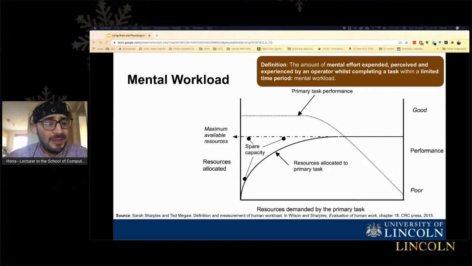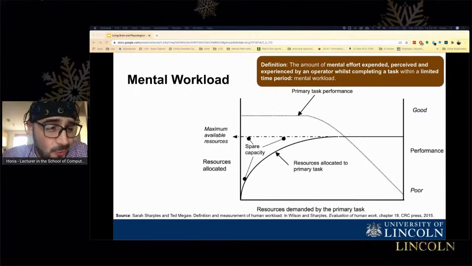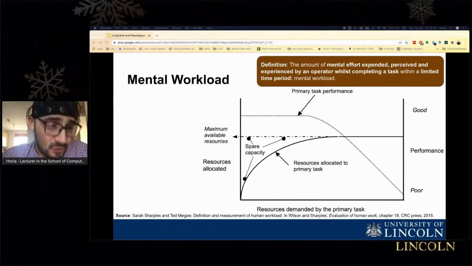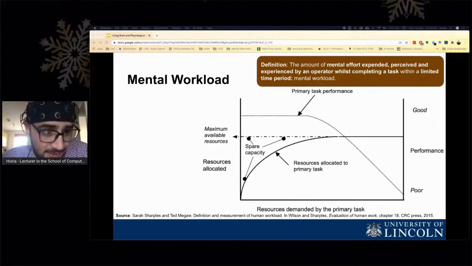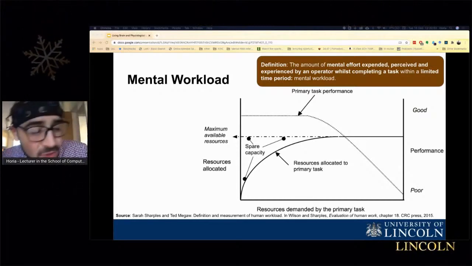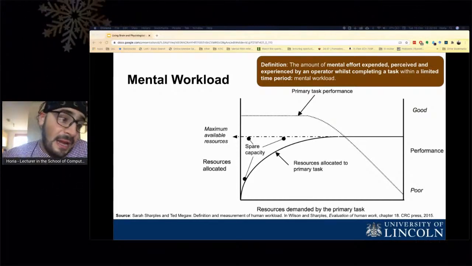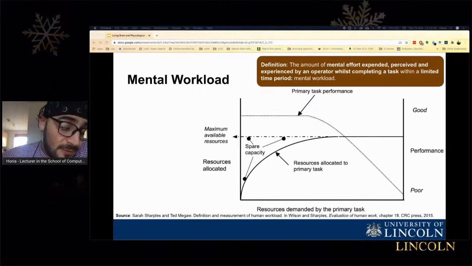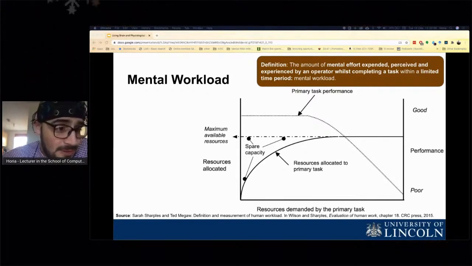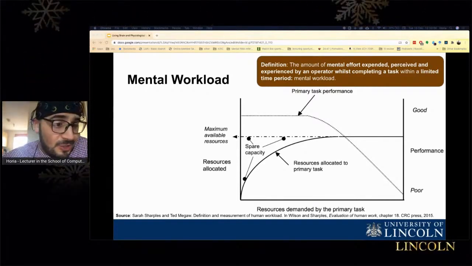And for design, it will be key to understand how much resources Bing requires for the task and how much resources Google requires for the task, and then compare between these two and see which one supports the operators best, or the users best.